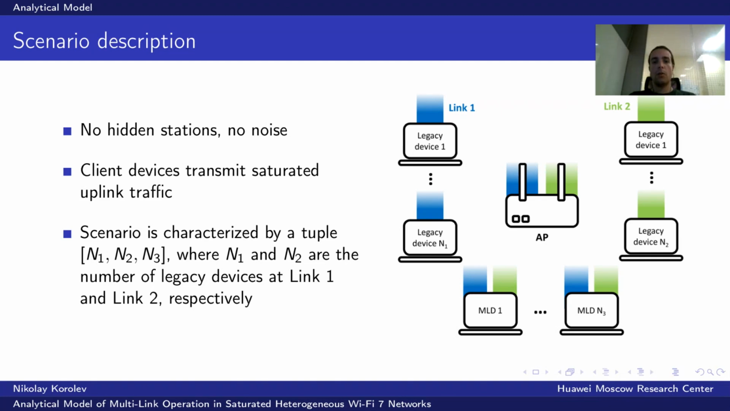And we characterize each scenario by a tuple N1, N2, N3, which correspond to the number of legacy devices in the first link, legacy devices in the second link, and the total number of multi-link non-STR devices which operate in both links.